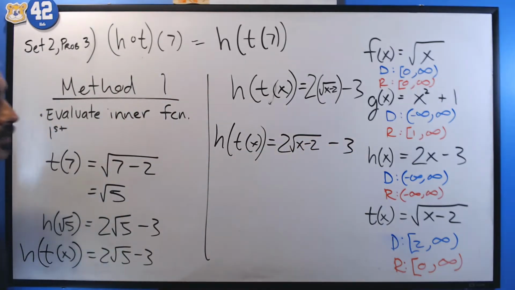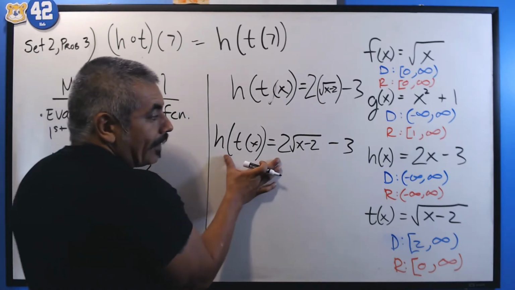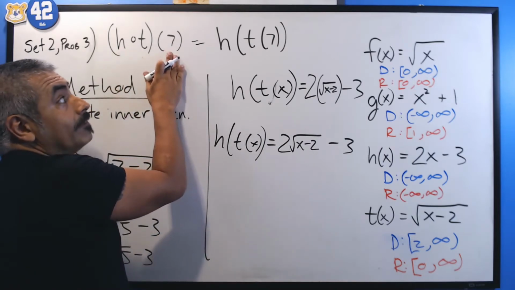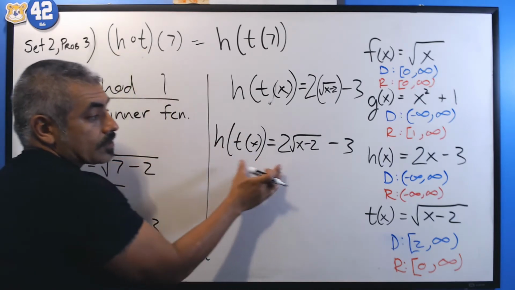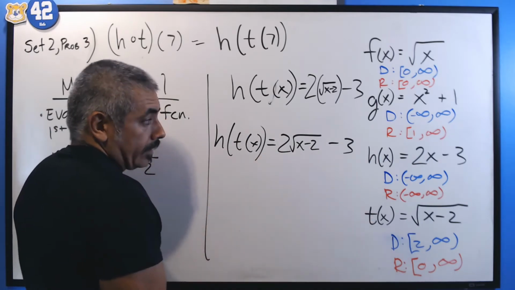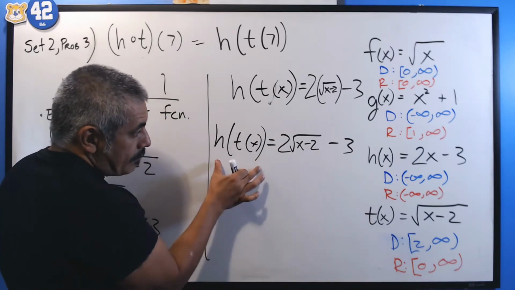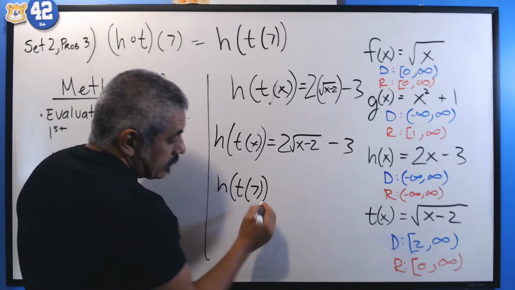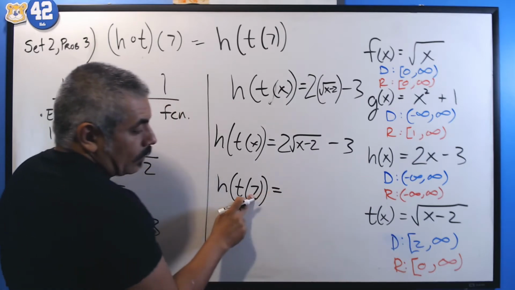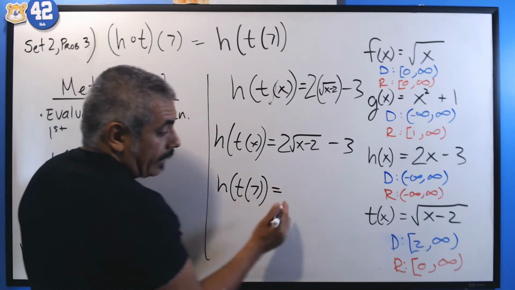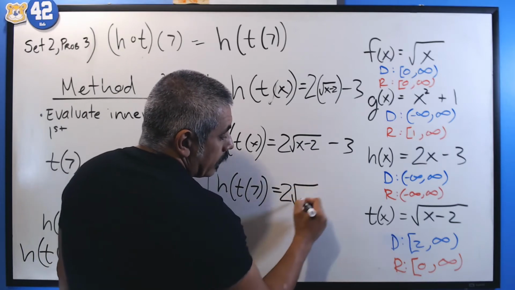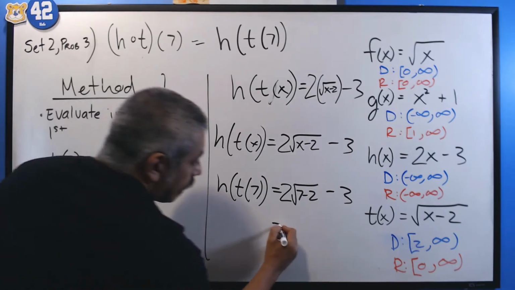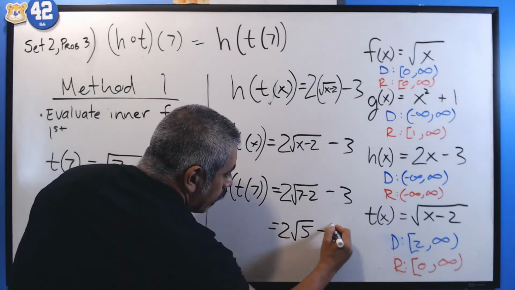The advantage is that if we figure this first, and they tell us now evaluate for h of t of 5 or h of t of 10, we can just simply use the same expression over and over again. But let's go ahead and finish up. We have h of t of 7 because that's ultimately what we want. And that just means take that and plug it in for x. So we say 2 root 7 minus 2, minus 3. And that's going to give us 2 root 5 minus 3.